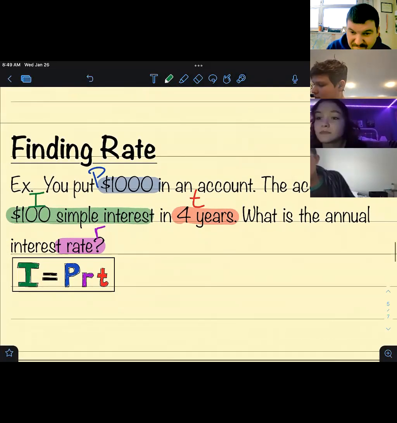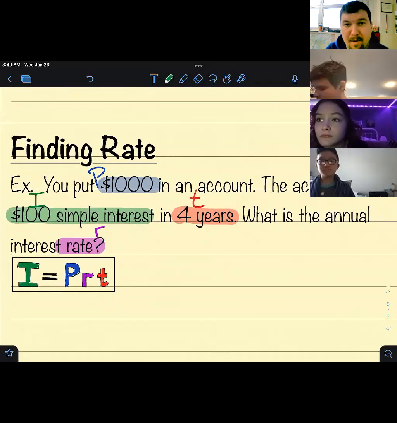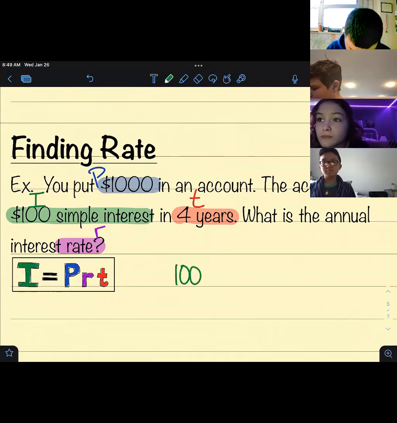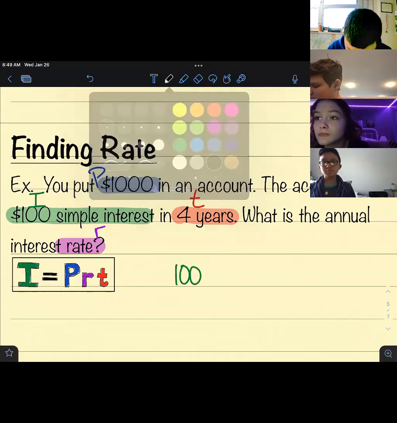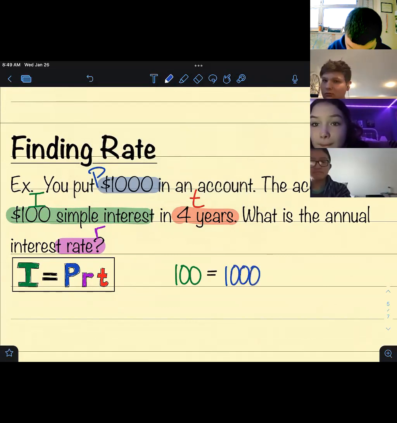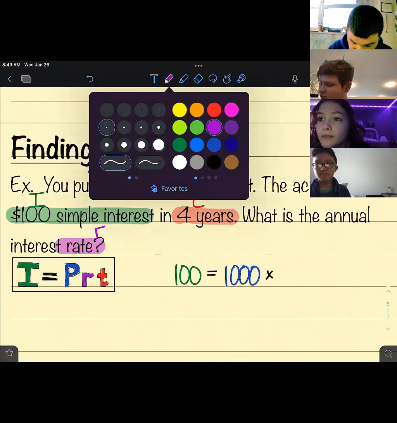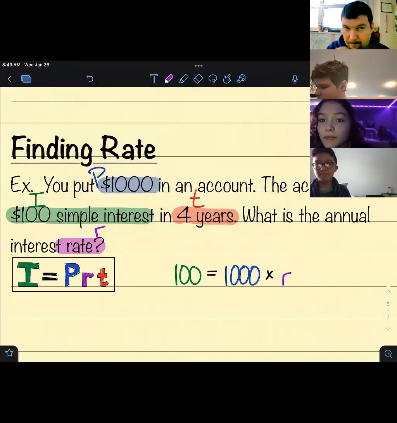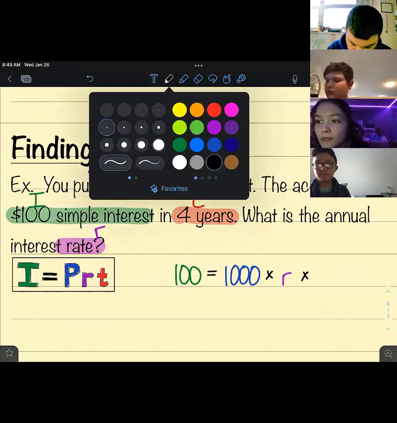For I have something to plug in though. So yesterday, on all of your homework problems, you were solving for I. Today, we have I. It's $100 equals P, which we said is $1,000, times R, which we do not know. So I'm just going to leave it as R because I can't plug anything in for it, times T, which I'm going to plug in 4.